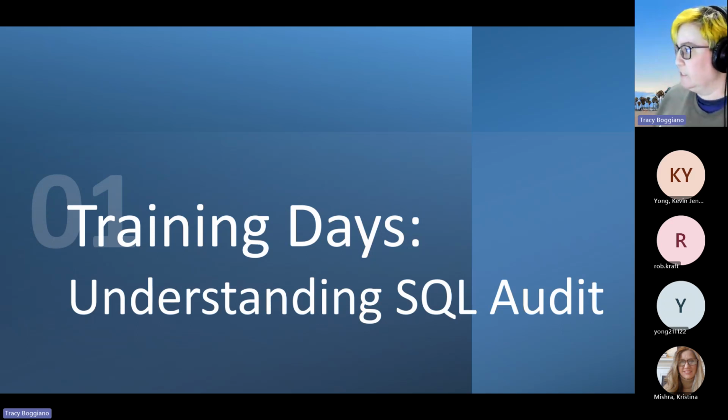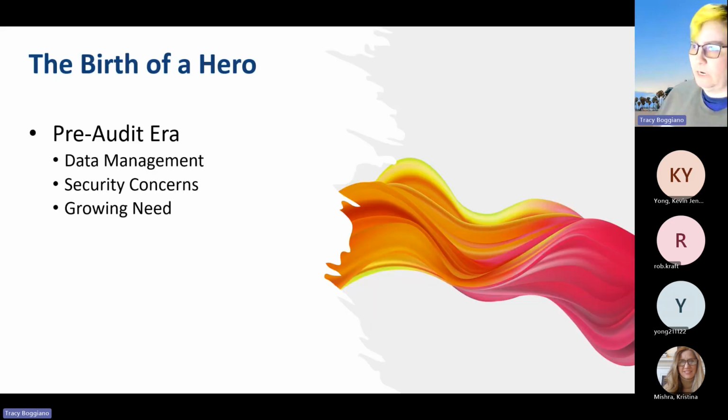So on to training days and understanding how our hero was born and the foundations of its superpowers. So as we mentioned, every hero is basically born out of necessity, and SQL Audit was born out of necessity to be able to manage our data and see what was going on, our security concerns, and the growing need of the industry to know what was happening, for a solution to know what was going on because we didn't have anything in the pre-SQL 2008 days.